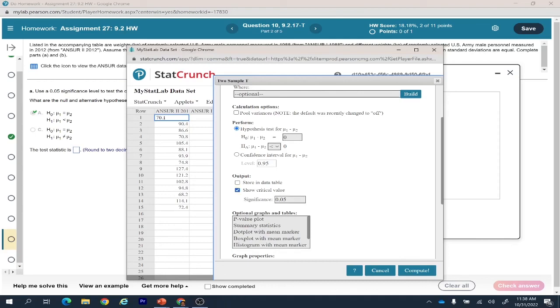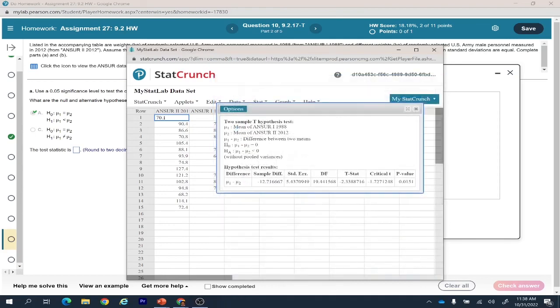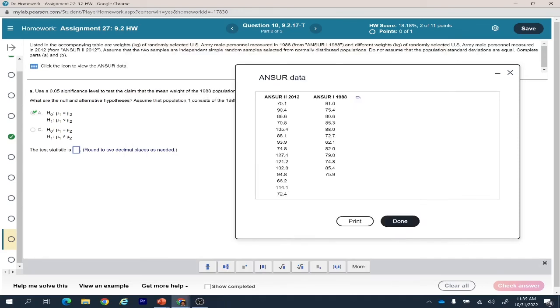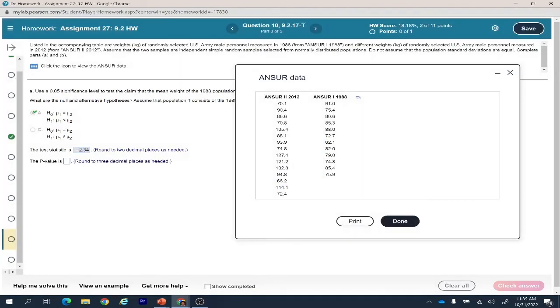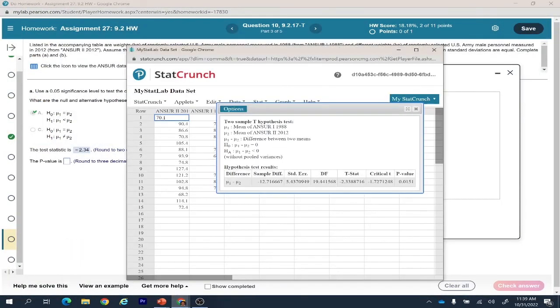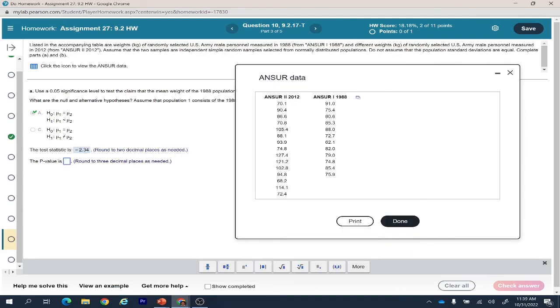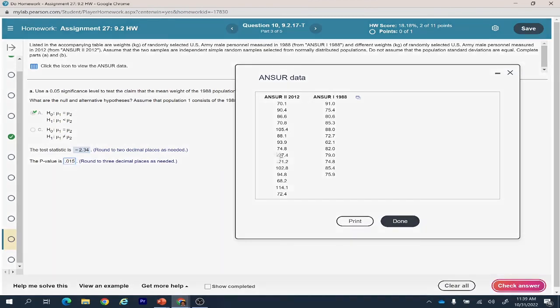We use that significance level here, and if you compute, it gives you the test statistic, which is negative 2.34. So negative 2.34 is our test statistic. Now the p-value, what is that? The p-value given is 0.0151. If you round it to 3 decimal places, it's 0.015.